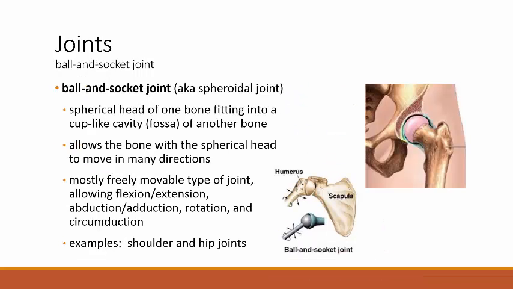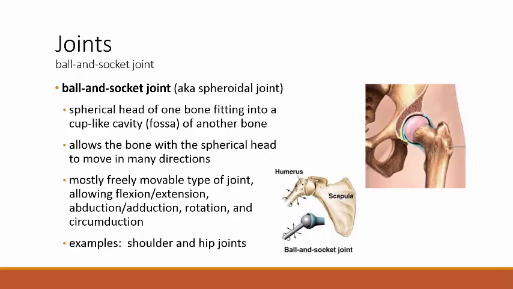saddle joints. Ball and socket joints are by far the most freely movable of any of the joints in the body. And they're formed from a spherical head of one bone that fits into a fossa, a cup-like cavity of another bone. And because the bone head is spherical, we can get a huge array of movements around this ball and socket joint. So we can see flexion, extension, abduction, adduction, rotation, and circumduction, especially if you're a dancer. And you can make your leg make that great big circular motion. Much easier for the rest of us to do that with our shoulder joint.